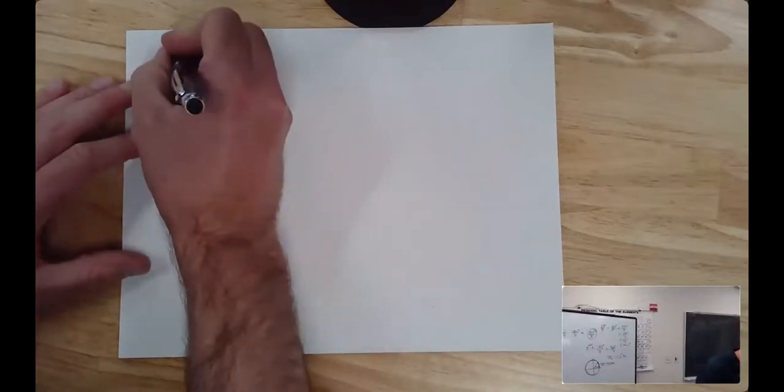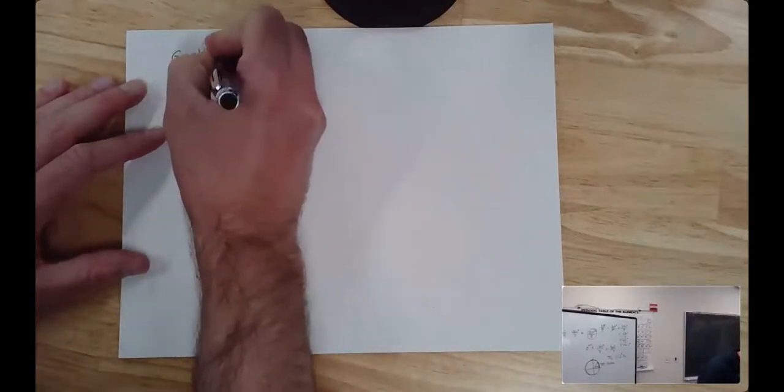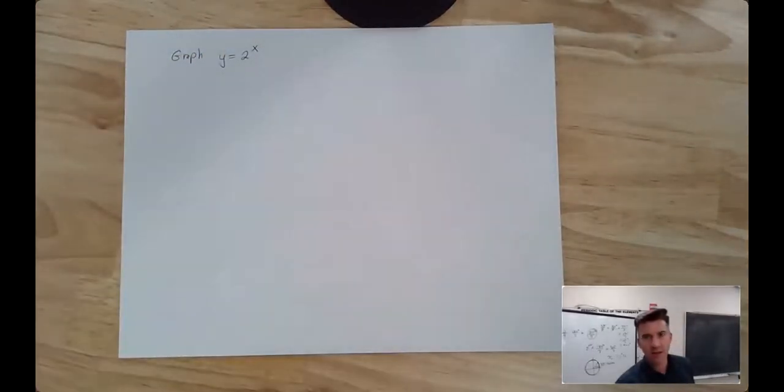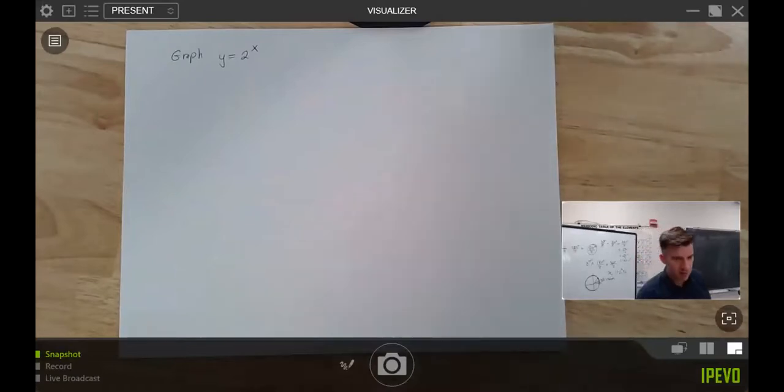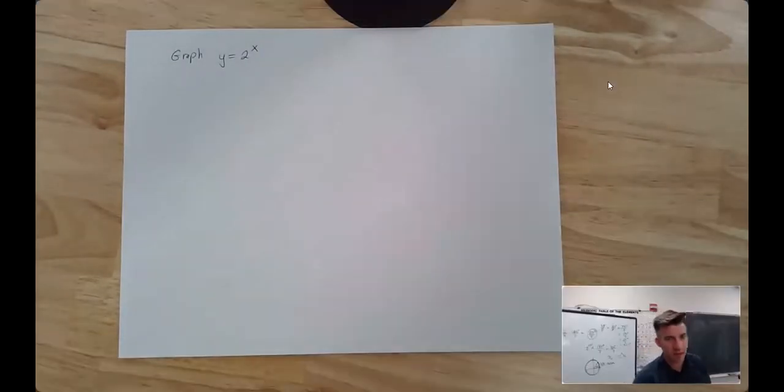Wow, that's a blurry looking page there. So let's graph y equals 2 to the x. And it's interesting. So, I know why. All right, learning things, still learning things. Even an old man can learn new tricks.